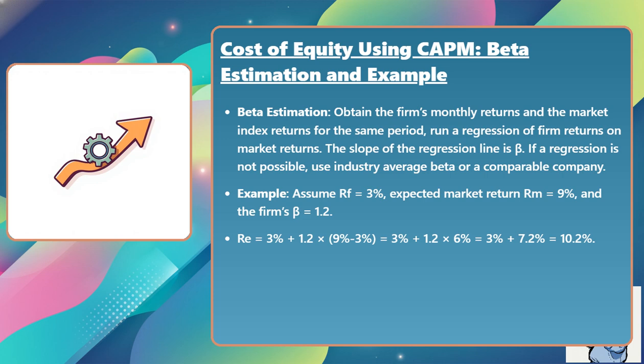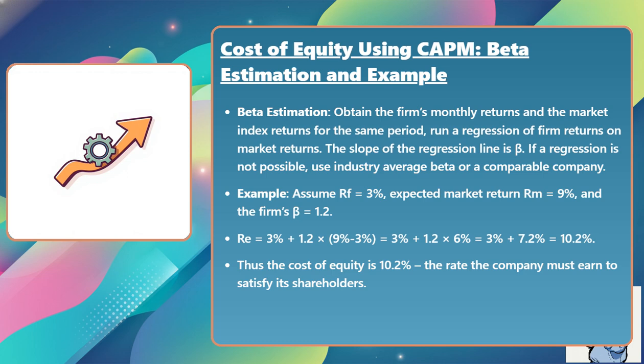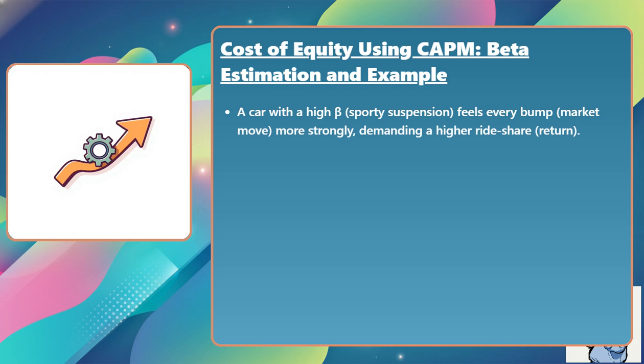RE equals 3% plus 1.2 times (9% minus 3%) equals 3% plus 1.2 times 6% equals 3% plus 7.2% equals 10.2%. Thus, the cost of equity is 10.2%, the rate the company must earn to satisfy its shareholders. A quick analogy: think of beta as a car's sensitivity to road bumps. A car with a high beta, sporty suspension, feels every bump, every market move, more strongly, demanding a higher return.